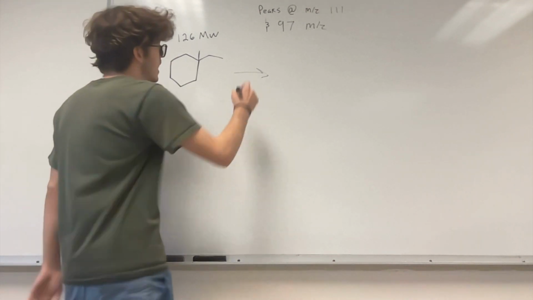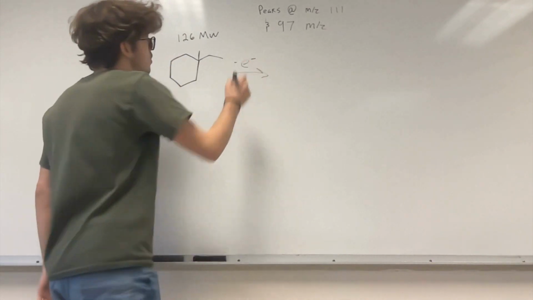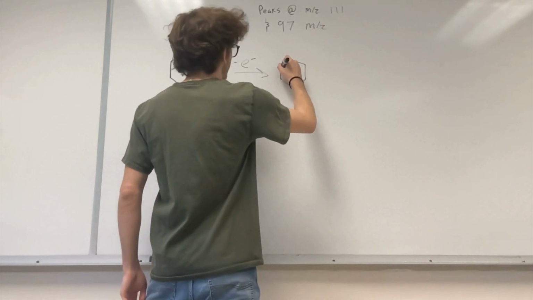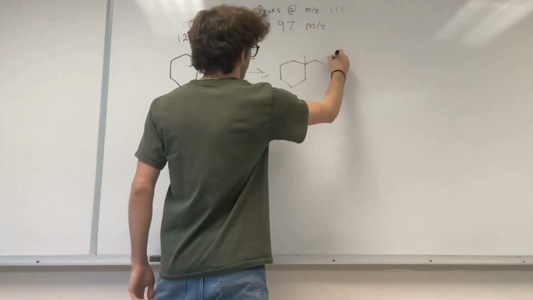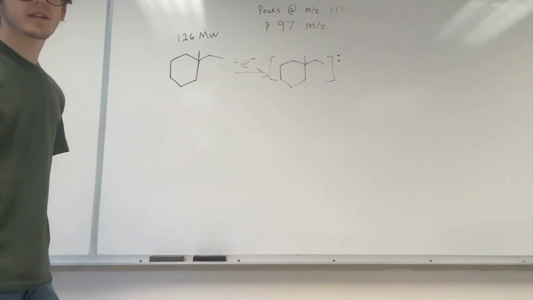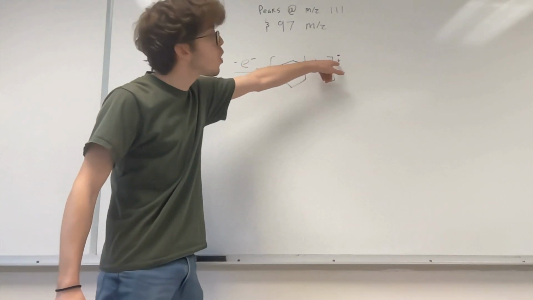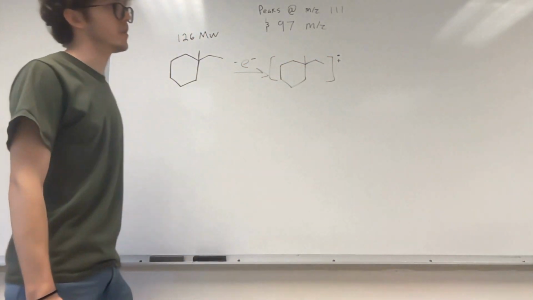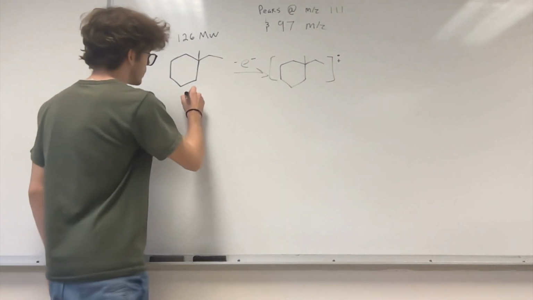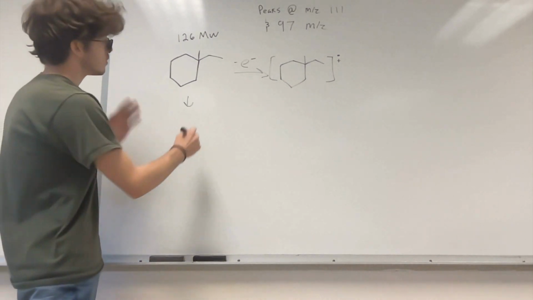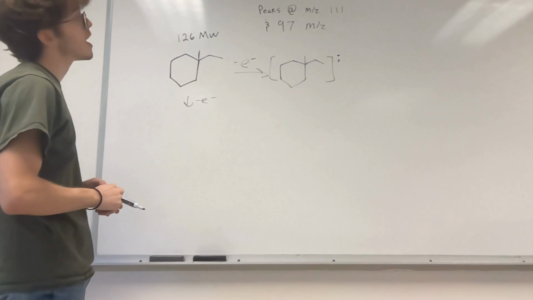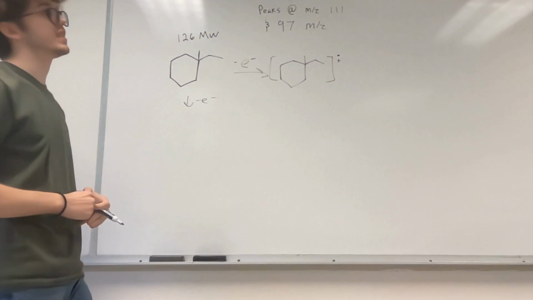So back to the Australian. We lose an electron, right, and we get this structure here. And you're like, what is that? Well, I'm telling you there's a positive charge and a radical on there somewhere on the molecule. Anyways, we're going to do the same thing here because we need to do two structures, one for the 111 m over z and one for the 97 m over z.